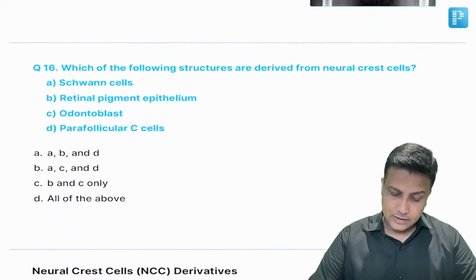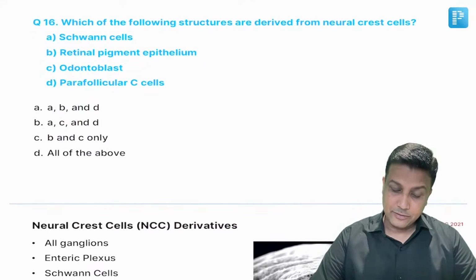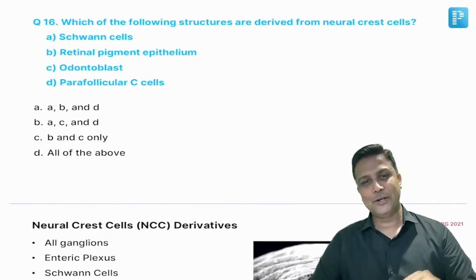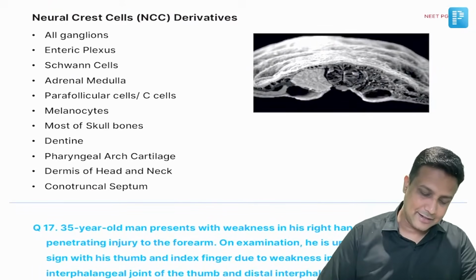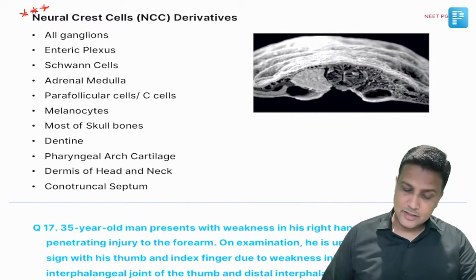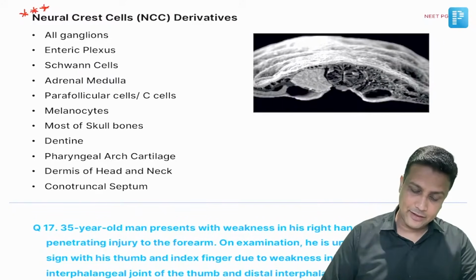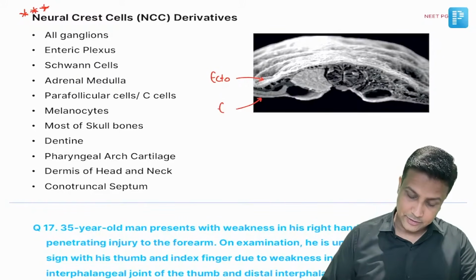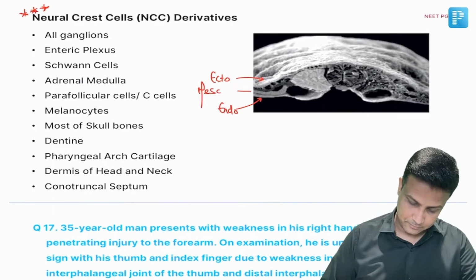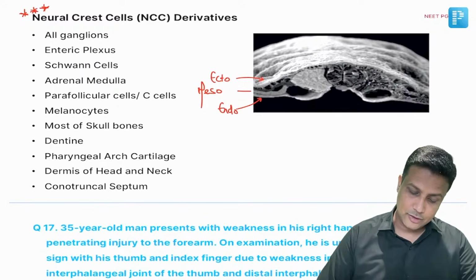Next one. Which of the following structures are derived from the neural crest cells? Now, neural crest cells, it's another really important topic for your INI-CET exam, one of the hot favorite topics, I should say. And if you look at this diagram, you should be able to first of all identify here the outermost layer. This one will be ectoderm. This layer here on the inner side will be the endoderm, and this one in the middle will be the mesoderm. And this structure over here will be the notochord.